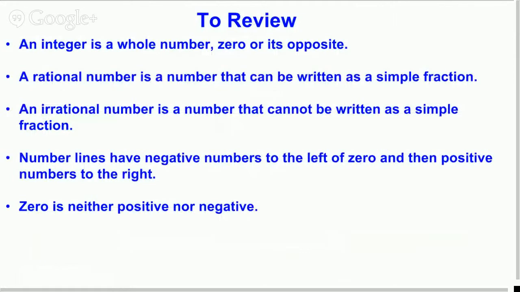A quick review. Integers are whole numbers, zeros, or their opposites, so all the negative numbers also. Rational numbers are any number that can be written as a simple fraction or simple decimal. Irrational is a number that cannot be written as a simple fraction or decimal, so its decimal points go on forever and they never change. Number lines have negative numbers on the left side and positive on the right, and 0 is not positive or negative. It's right in the middle.